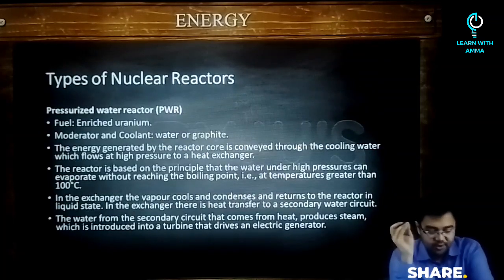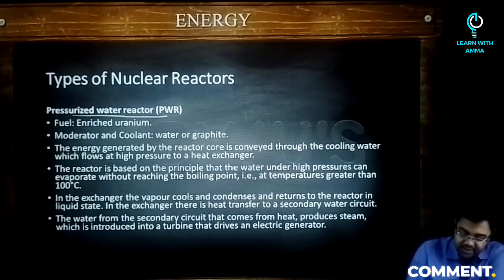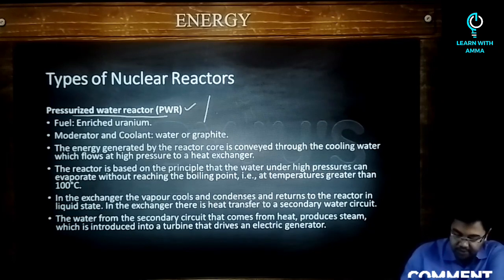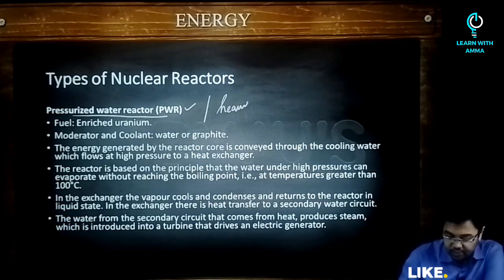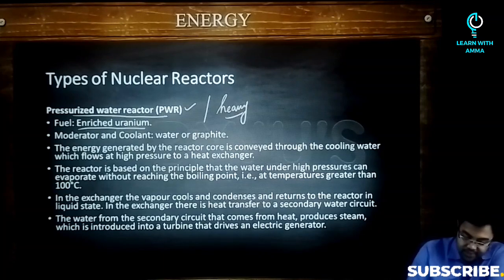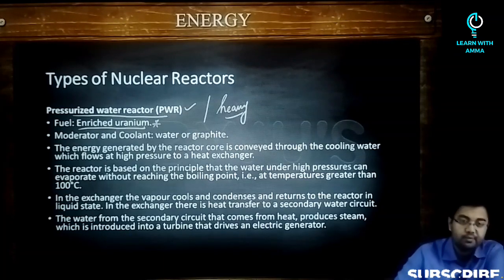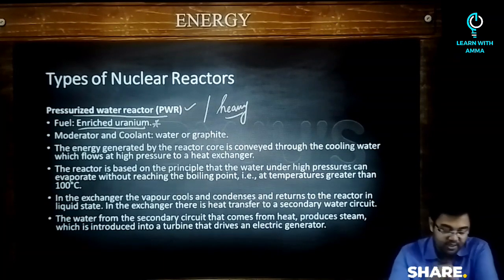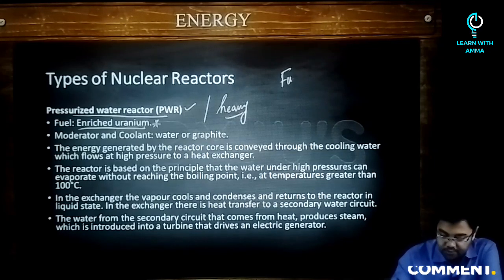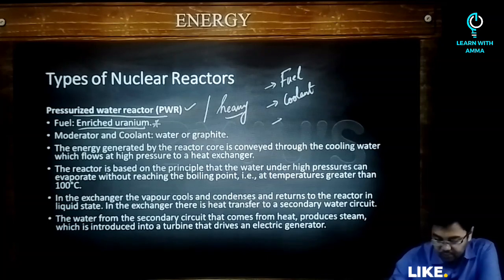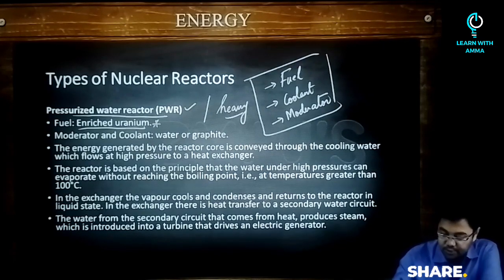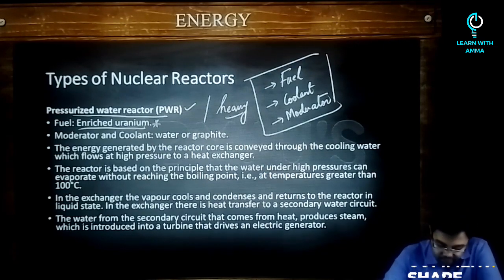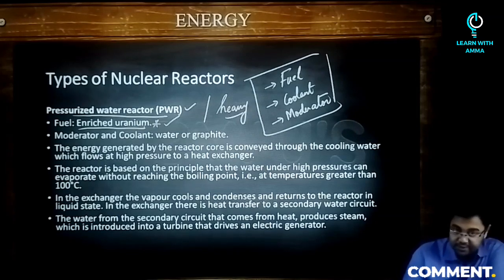First of all, when we talk of the pressurized water reactor, or another variant, the pressurized heavy water reactor, in such a case the fuel that you are using is going to be enriched uranium. So remember these parts. What is the fuel being used for a given type of reactor? What is the coolant that you are using? What is the moderator that you are using? These are the three main things that you should know about each of the nuclear reactors that we are going to discuss. So the fuel here is enriched uranium.